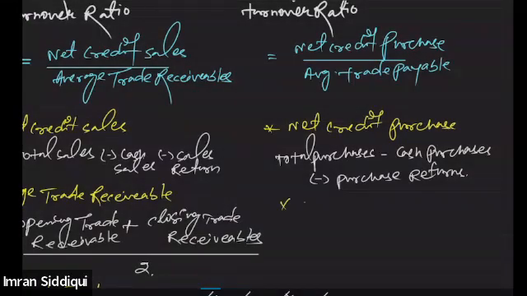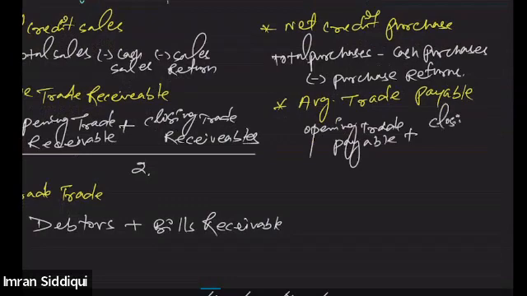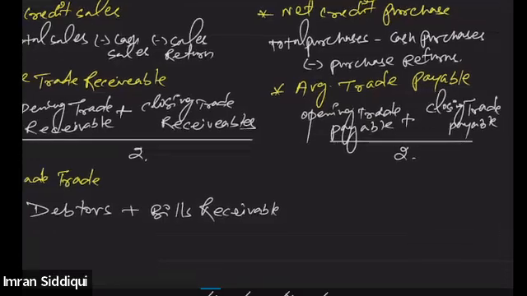And also, if the average trade payable is not given, what we'll do? So just like the average trade receivable, we'll be adding the value of the opening trade payable plus closing trade payable. Divide by 2, okay.